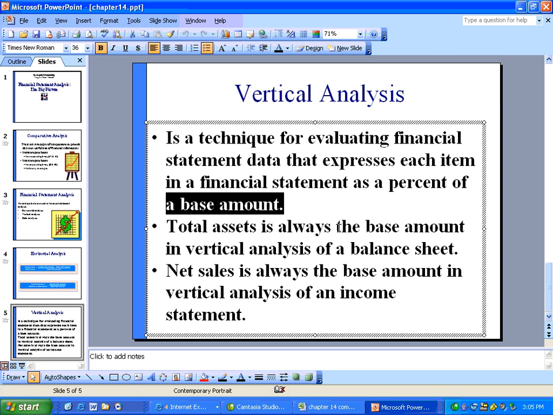So vertical analysis, by expressing items on the financial statement as a percentage, they're common sized, we can compare them to other companies and other industries.